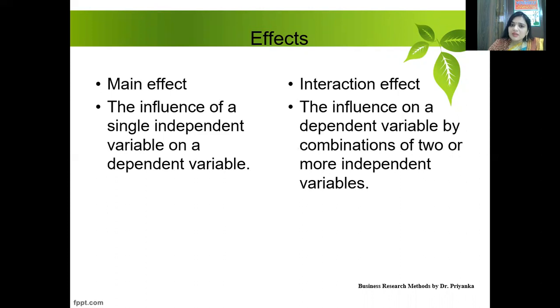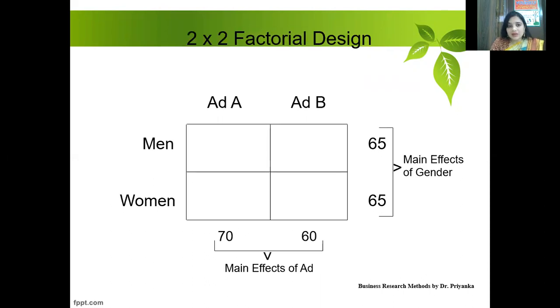Then there is interaction effect as well, the influence on a dependent variable by combinations of 2 or more independent variables, because we have combined 2 variables here. So second variable's impact is not directly coming, but actually you are trying to measure independent variable 1 and independent variable 2, and then their impact, their combined effect is also being measured. That is basically interaction effect.